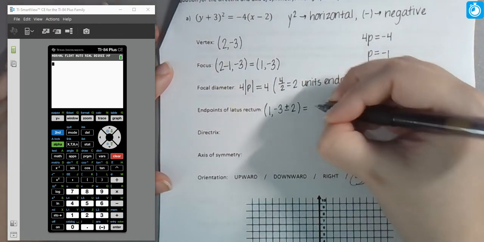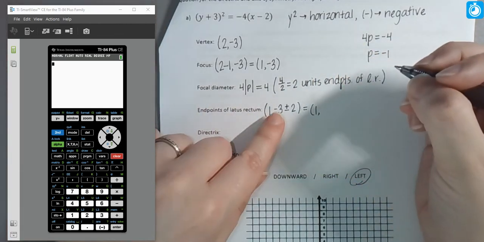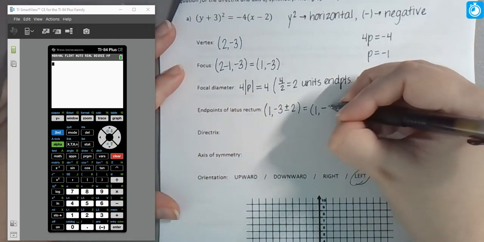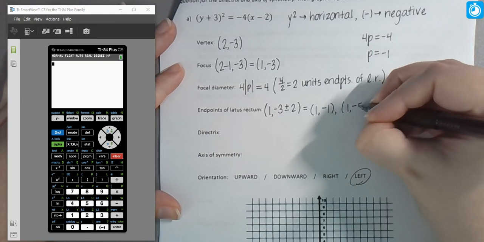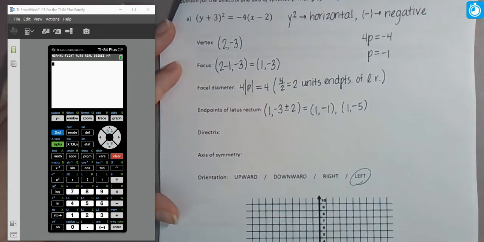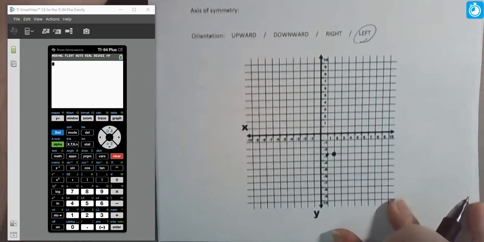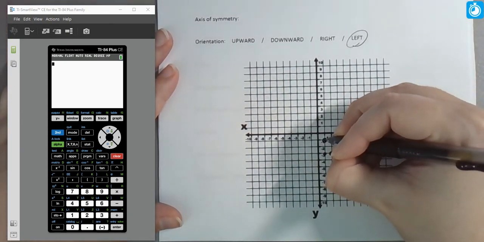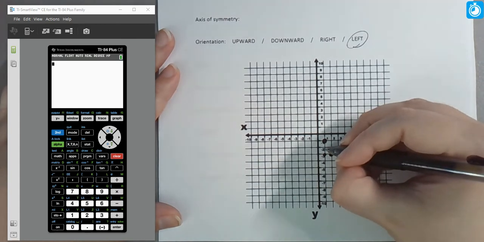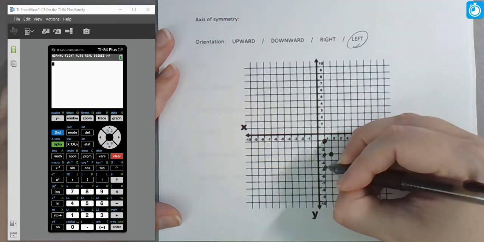So what are those coordinates going to be? Well, we have -3 plus 2, so that's going to be -1. And then -3 minus 2 is going to be -5. So 1, -1, and then 1, -5.